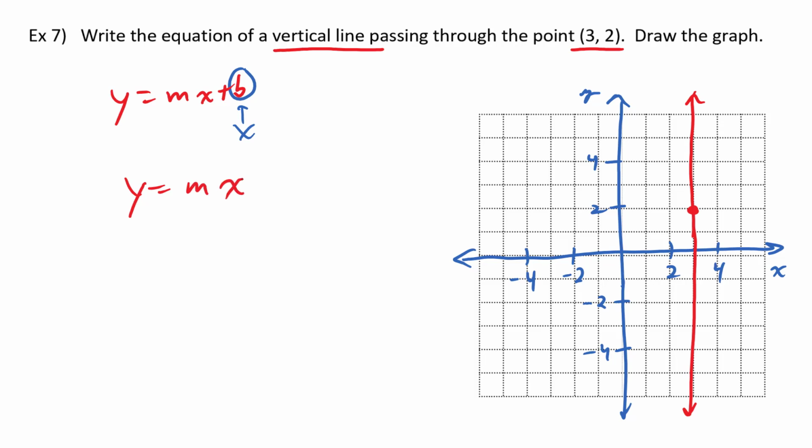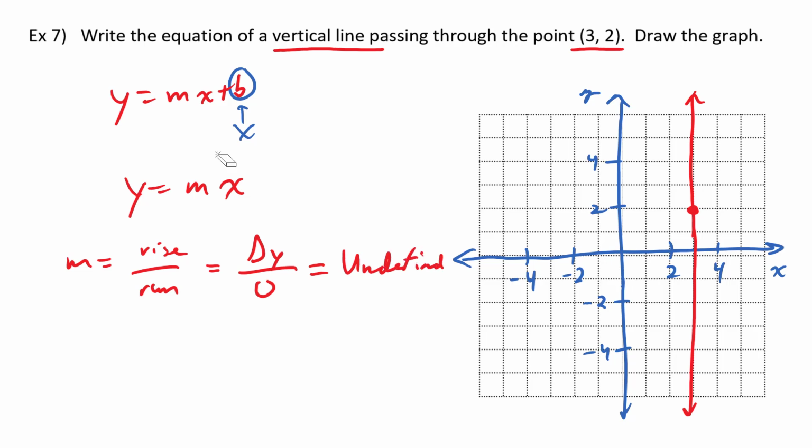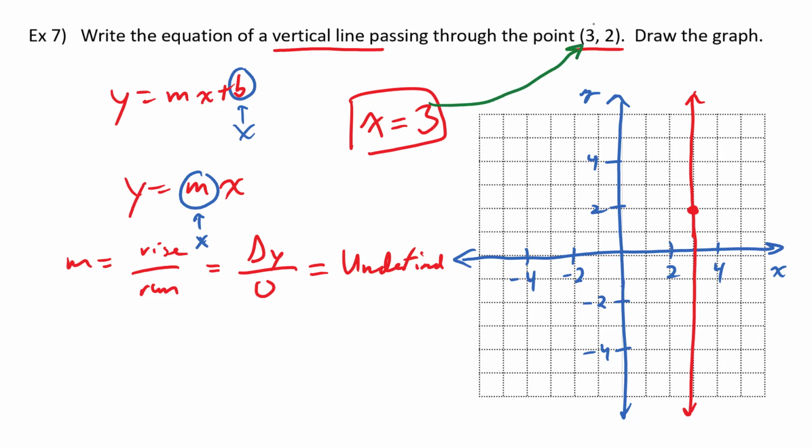What's my slope? Slope is rise over run. There will be a rise, but there will not be a run. This is undefined. So we can't figure out the y-intercept. We also can't figure out the slope. So what is the equation here? The equation here is simply x is equal to 3. Again, we're just looking to that point right there.